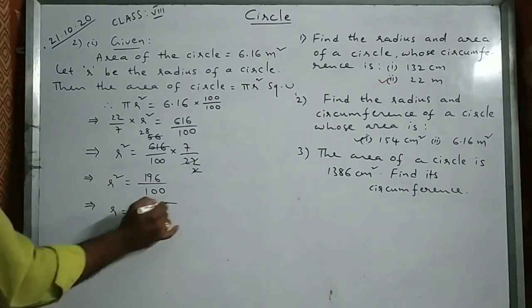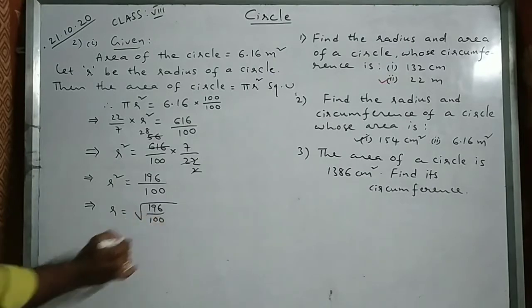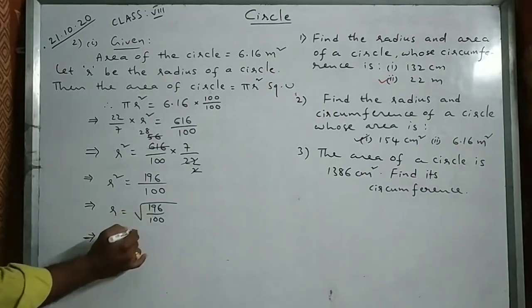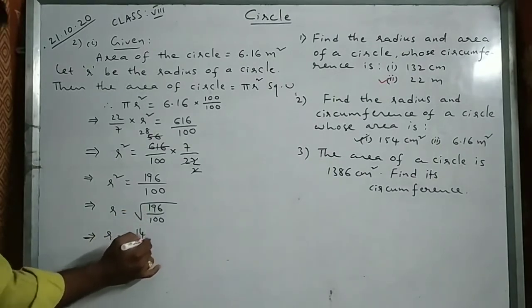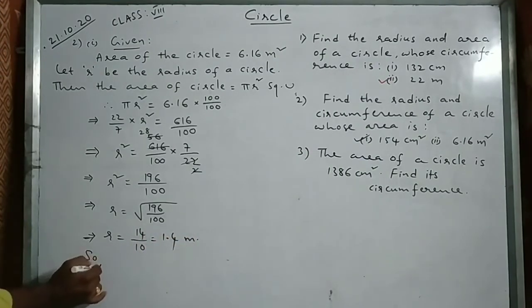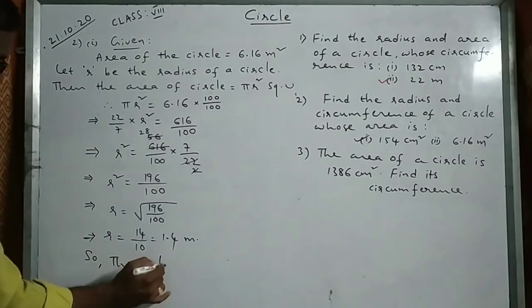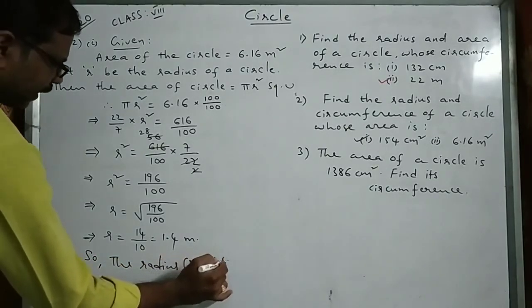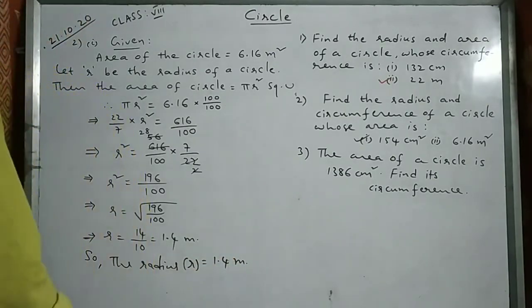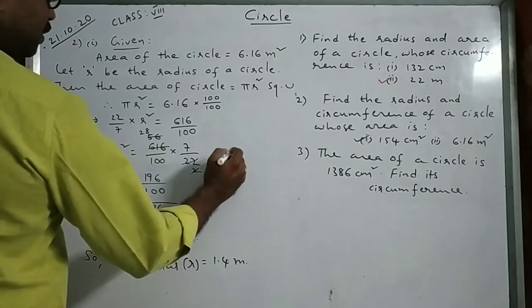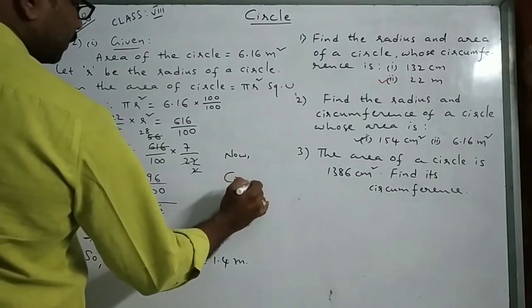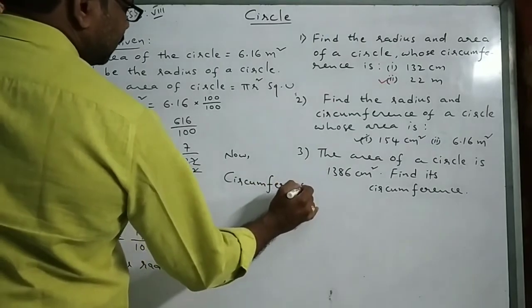So r equal to square root of 196 by 100. If square goes that side, it becomes square root. So 196 square root is 14, 100 square root is 10, means 1.4 meters. So the radius r equal to 1.4 meters. Okay. Square roots you should have memorized earlier. So now we got the radius. Now what should you find? Circumference of the circle.